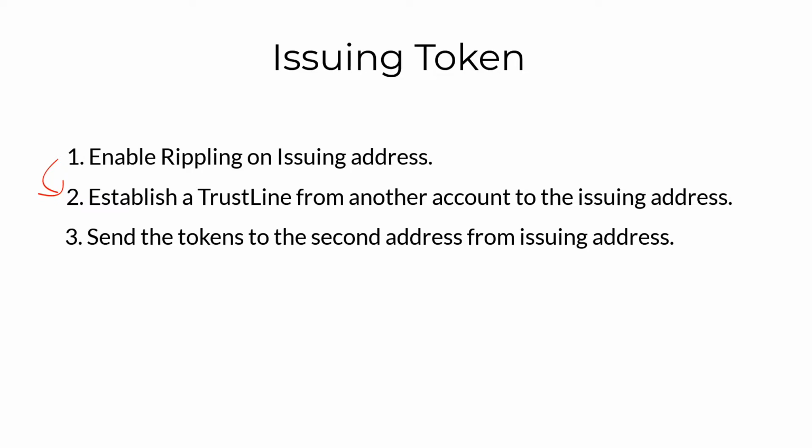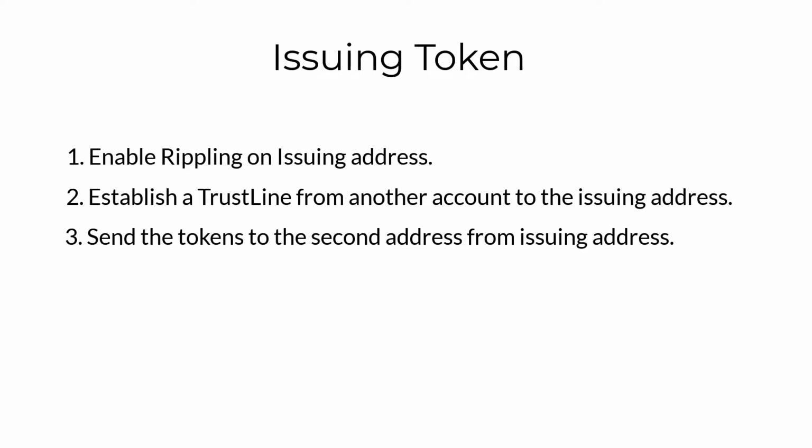Now wait, you may be thinking, where are the tokens to send, right? But that's how it works. First you enable rippling on the issuing address, or any address for that matter, and then establish a trust line with that first address, and then the first address can send the tokens to the second address. I'll show you the code and the detailed working of it in this video, but this is the brief overview.